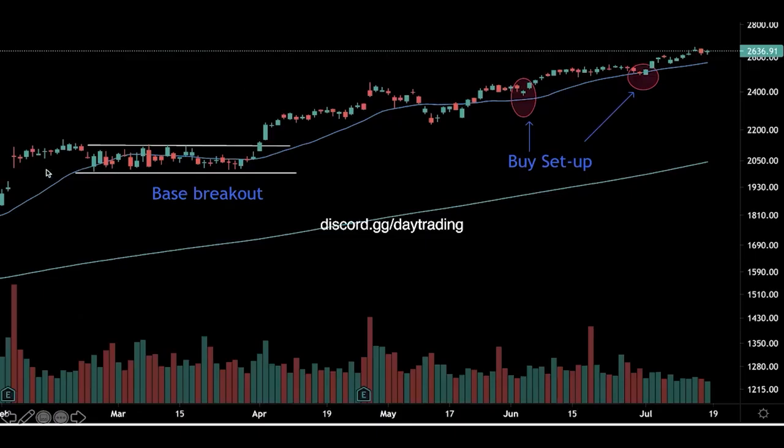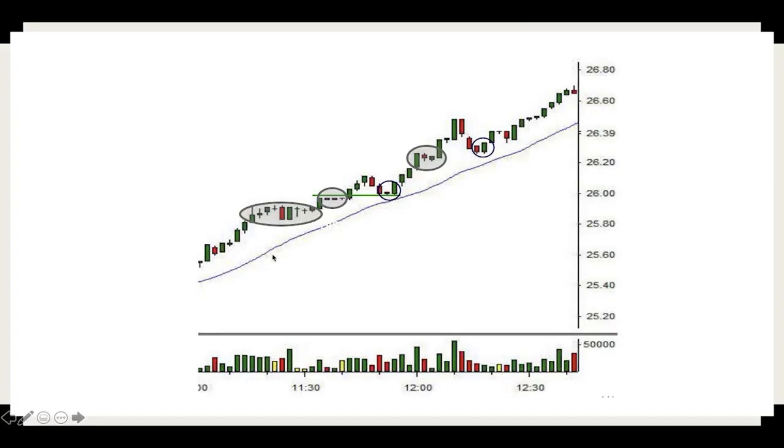Let's look here. We had a rally before this. And another thing to note here, guys, notice how the 20-day moving average is underpriced and it's trending higher, okay?